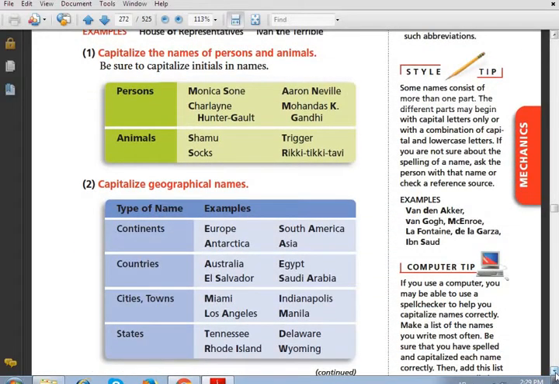What else do we have? Capitalize geographical names. Any names related to geography, I capitalize them. Just like the names of towns and cities: Jamestown, San Diego. Counties or states: Cook County, Tennessee. Countries, just like Germany, New Zealand.